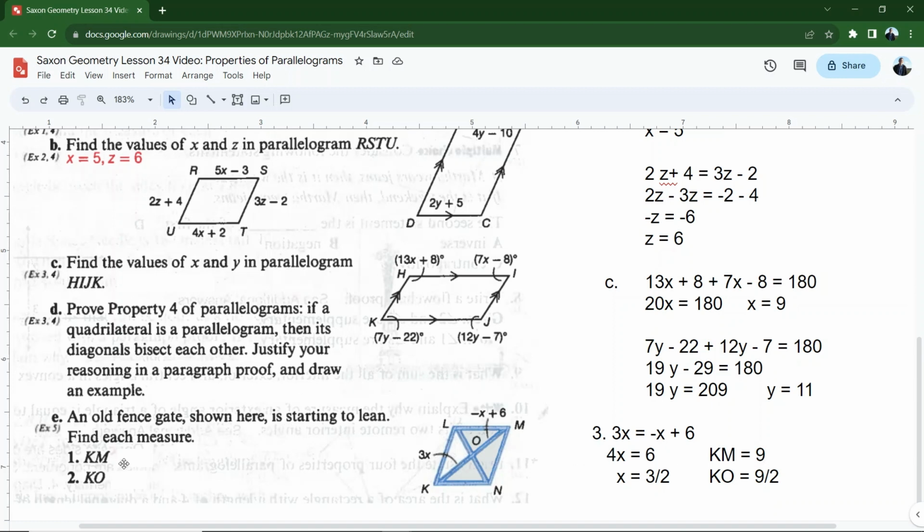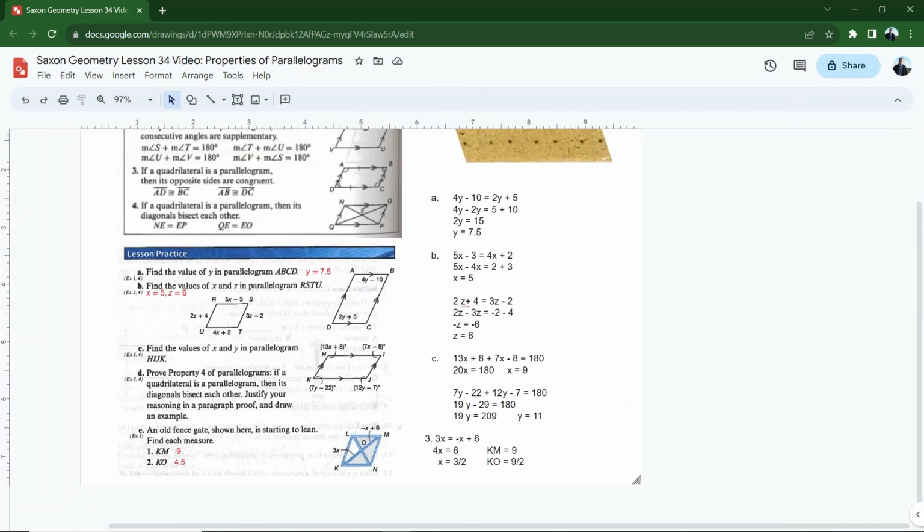It's just simply 9 over 2. Let's just double check. KM equals 9. KO equals 9 over 2, which is 4.5. And that is how we work with parallelograms. You are now ready to do the practice problems for this lesson.